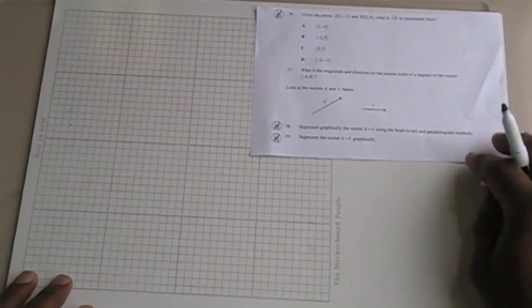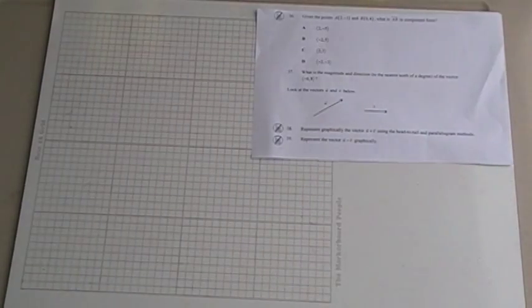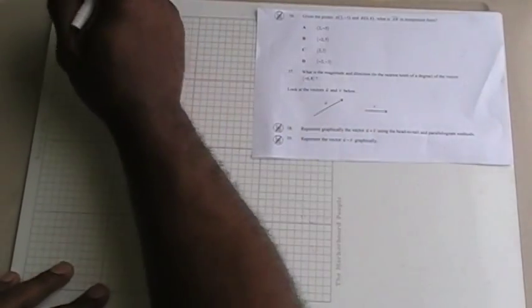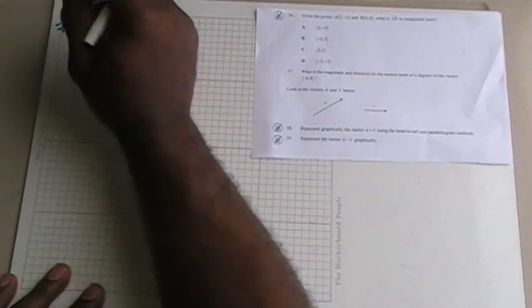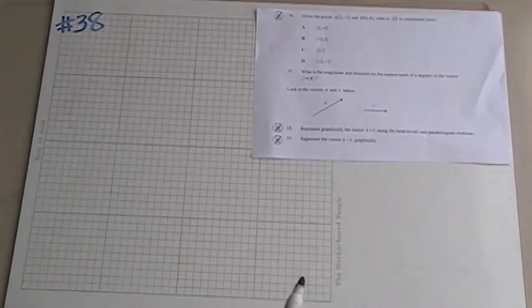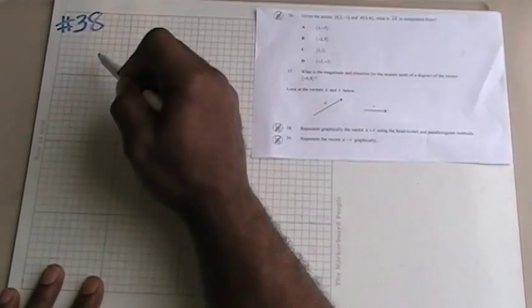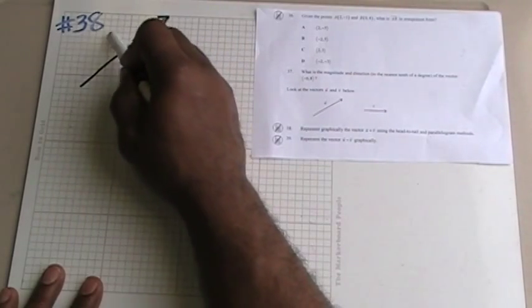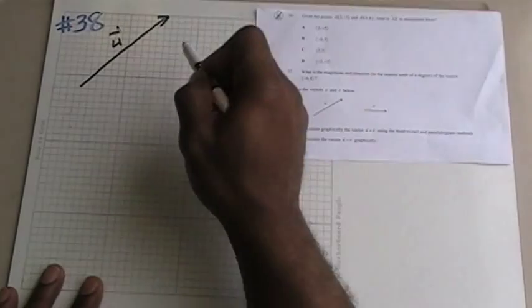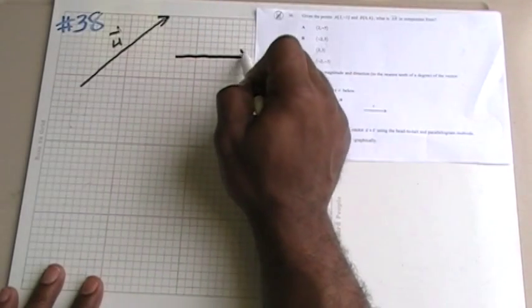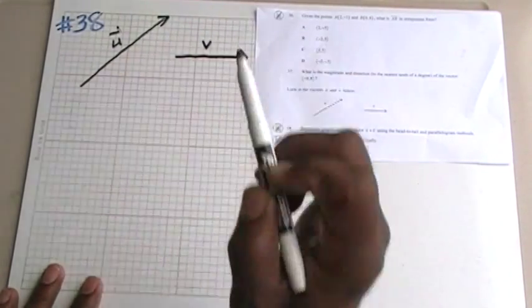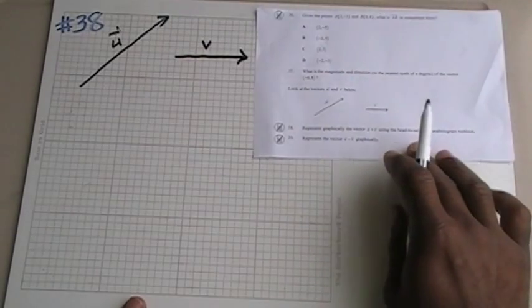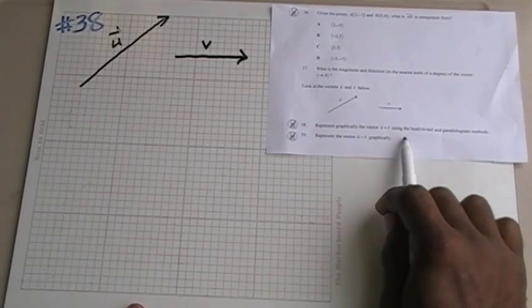All right, more vector work, and these aren't too bad. Number 38 asks you to represent these two vectors. Now we're going to try to make these vectors a little bit bigger. There's vector u and a vector v. The first thing they ask you to do is graphically represent u plus v using head to tail and the parallelogram method.